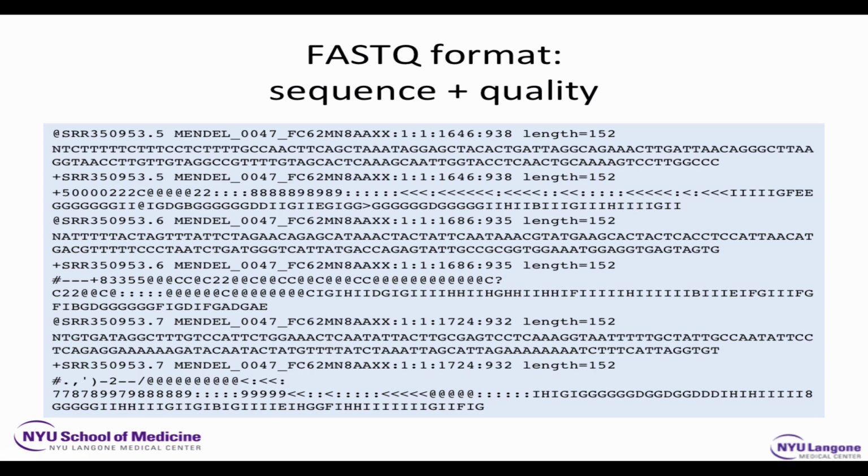Ns help because they avoid frame shifts. It's like, we didn't get a base on this cycle. We can't tell the difference in the signal between G, A, T or C, so we write an N. Good sequences don't typically have much in the way of Ns.